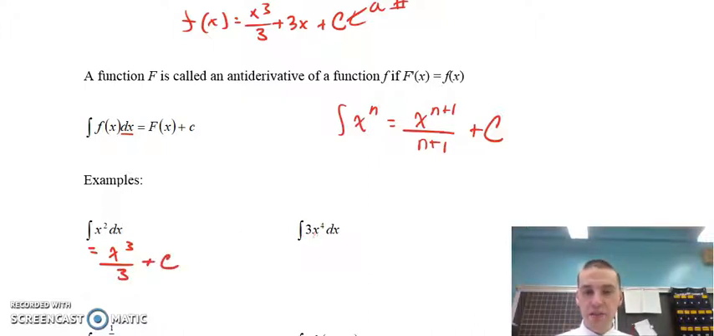For the next one, this 3 can come out in front, so we could rewrite it as 3 times the integral of x to the 4th dx. All that does is a constant. It's the same thing as the derivative. So we're going to say it's 3 times x to the 5th divided by 5. Why? We add 1 and divide by what we added to 1, plus c. So we rewrite that as 3/5 x to the 5th plus c.